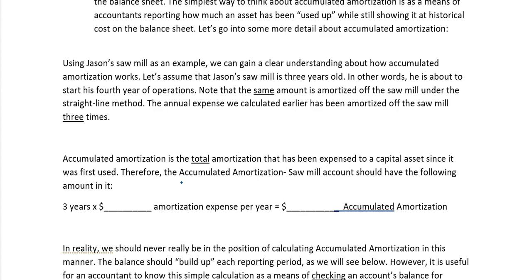So on your balance sheet, as you're going to see, this will show up as a contra account with no confusion. Down here, we have our calculation to calculate the accumulated amortization at the start of year 4 for Jason and his sawmill. So let's just take 30 seconds here and try this, and we'll go over it in the same video.